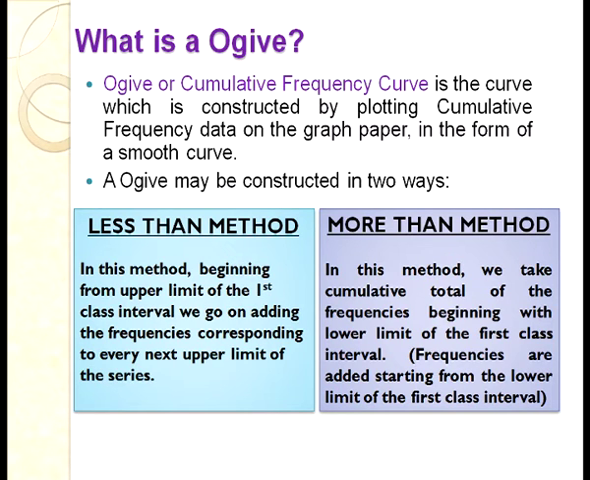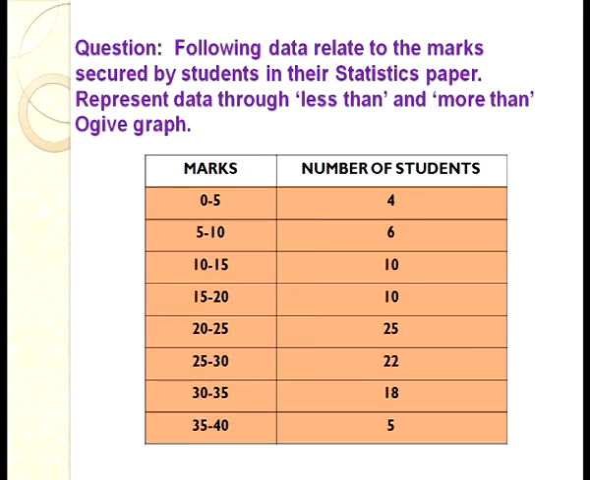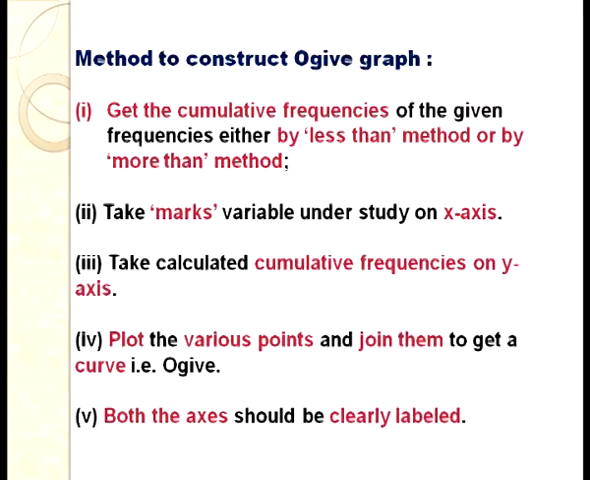For the more than method, we take the cumulative total of the frequencies beginning with the lower limit of the first class interval. Frequencies are added starting from the lower limit of the first class interval. So, in case of more than, we use the lower limit. Let us take an example to understand it. Here the marks and the number of students have been given. We are going to convert this exclusive series into a less than cumulative series and a more than cumulative series. Let us see how we have done it.